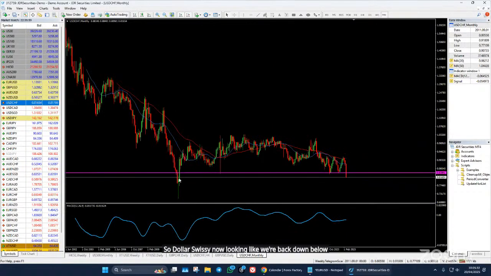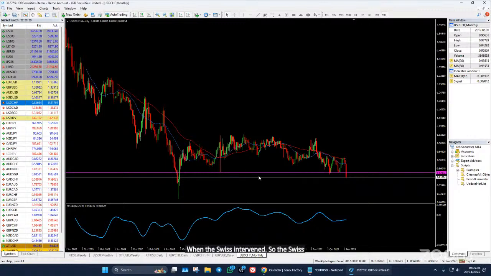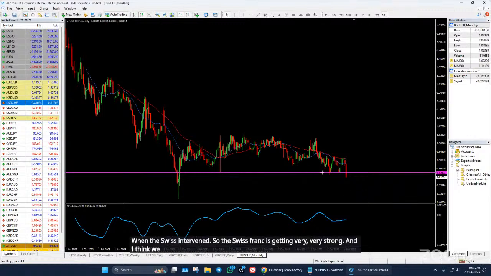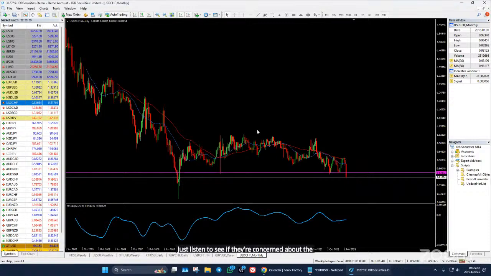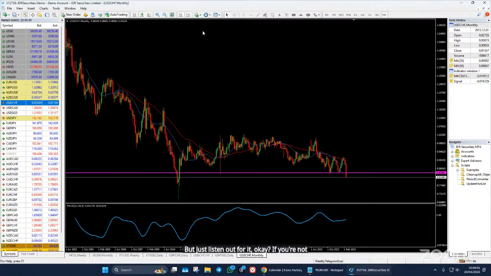The last time we were here was 2010, 2011, when the Swiss intervened. So the Swiss franc is getting very, very strong, and I think we should pay attention to that. I think you should keep an ear out for any news from the SNB, the Swiss National Bank, any talk of possible intervention. Just listen to see if they're concerned about the strength of the Swiss franc. If you hear that, just be very careful. But just listen out for it, okay? If you're not hearing anything about that, that's a good sign, okay? Because they intervened in the past and it was very messy.